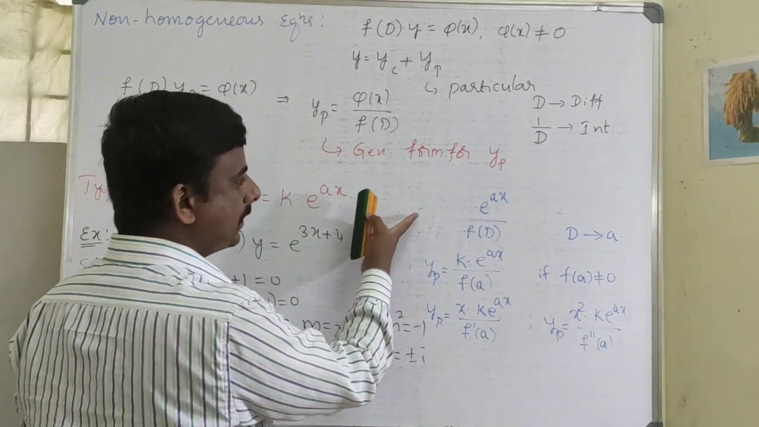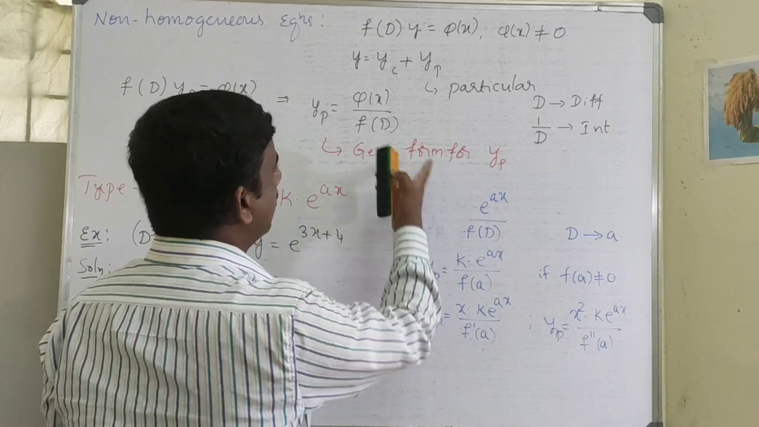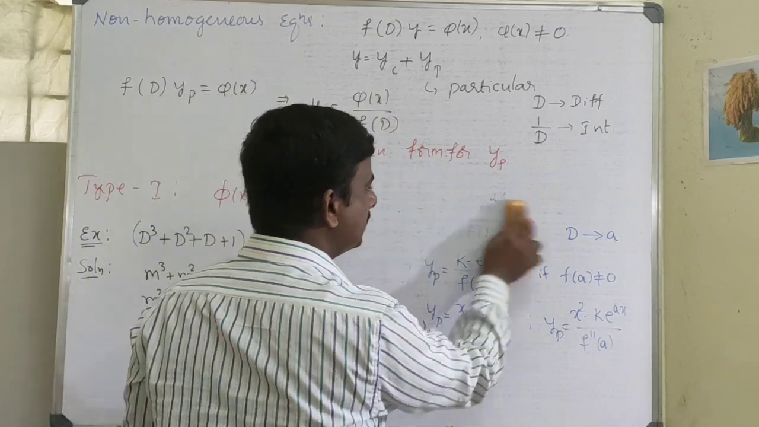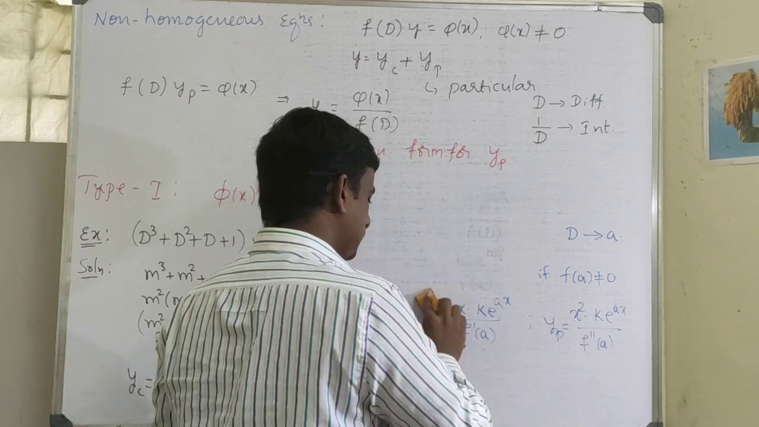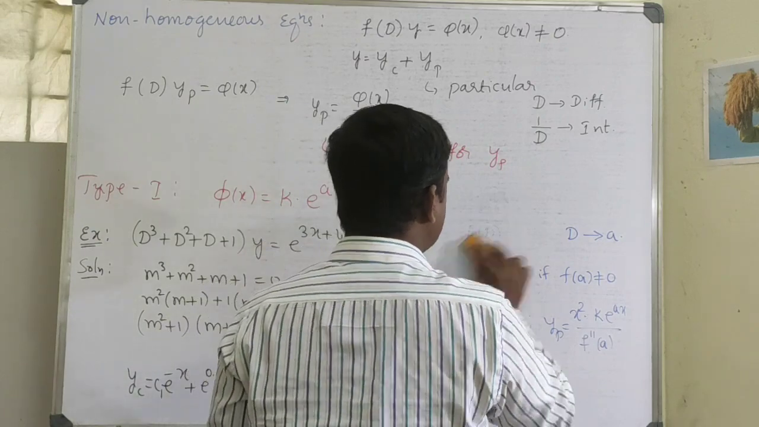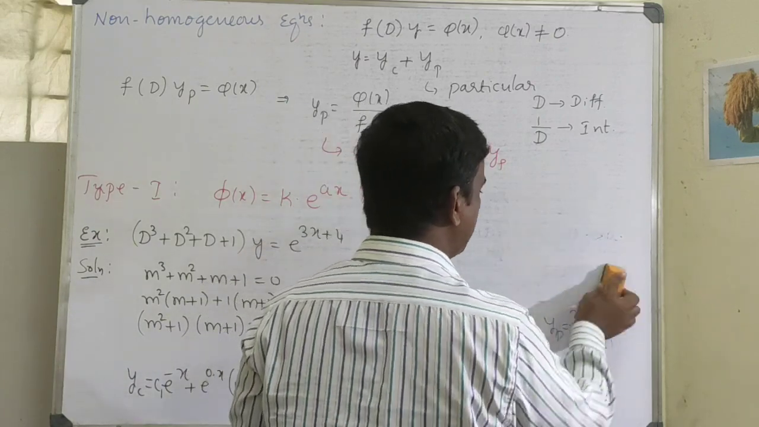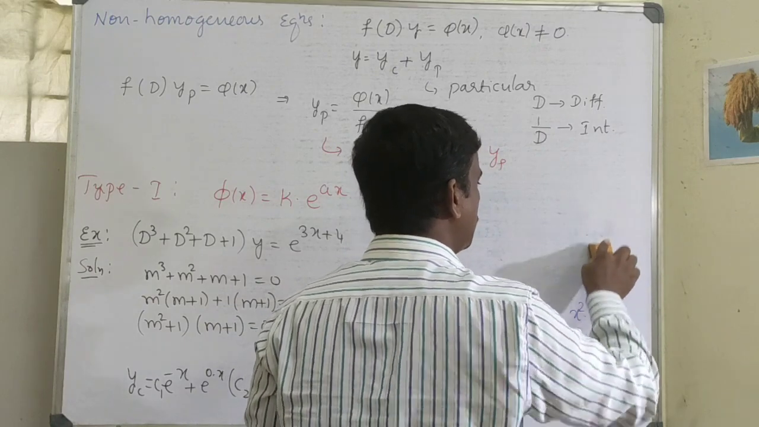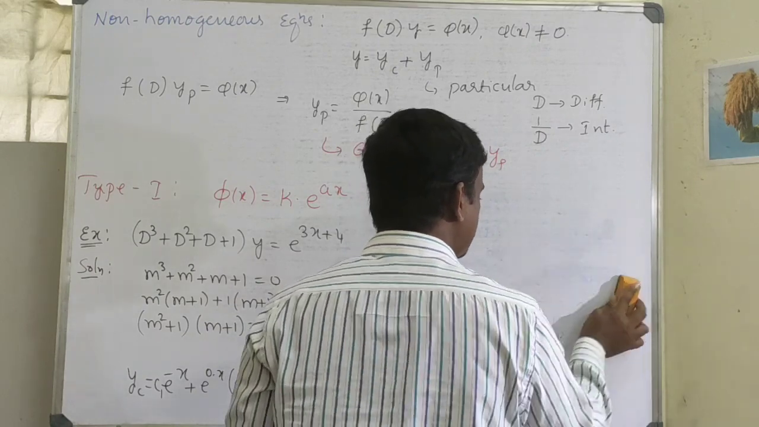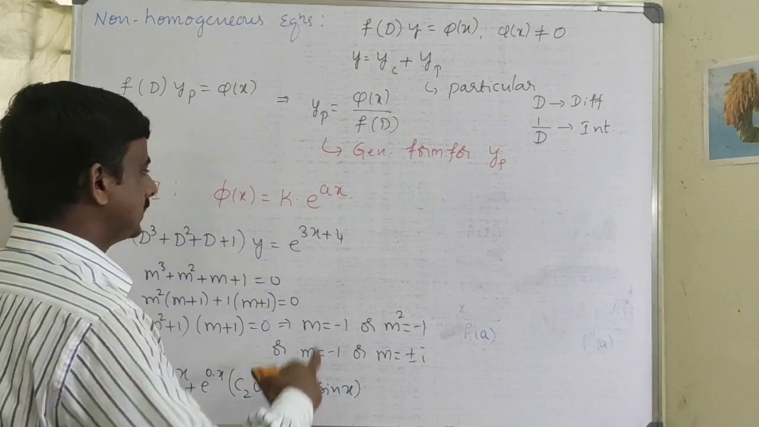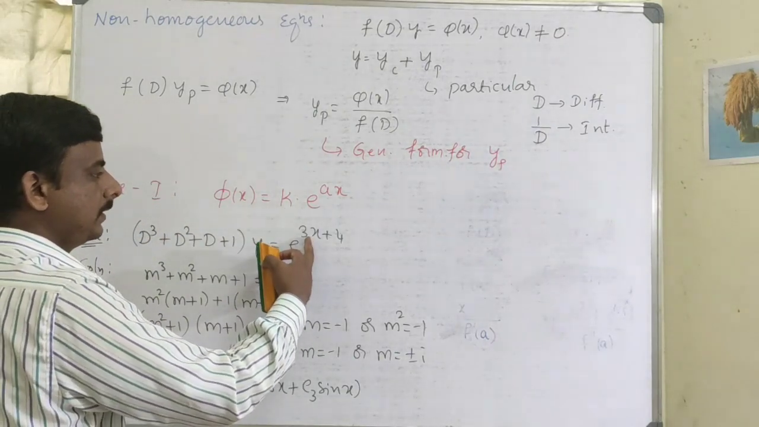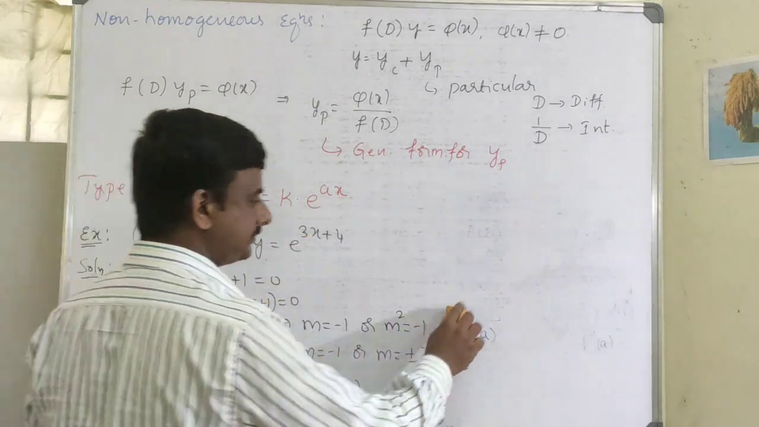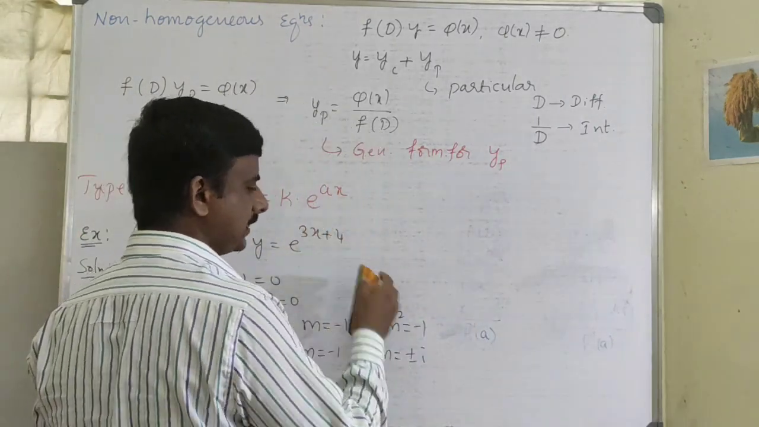This is the formula: yp equal to phi of x divided by f of d. Then I have to replace d by a. So I have to note down what is the value of a. That is also most important. To replace, you should know what is the value of a. That is obtained by comparing this right hand term with this. So k is 1 and a is 3. Don't worry about this constant term.